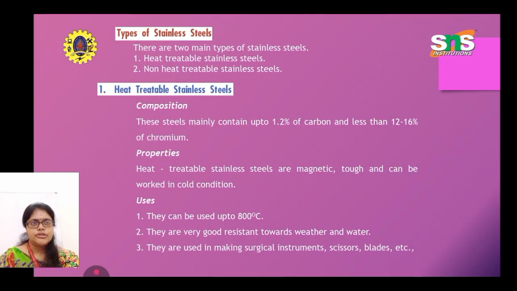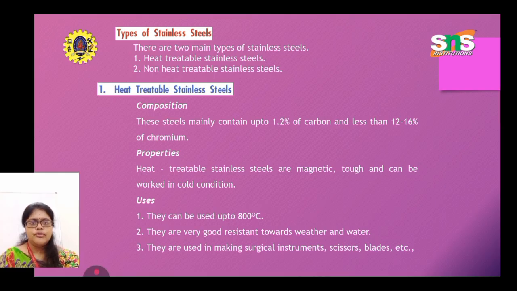As a continuation of the previous video about alloys, we are going to see about the types of stainless steels. There are two main types of stainless steels: one is the heat treatable stainless steel and the other is the non-heat treatable stainless steel. First we are going to see about heat treatable stainless steel.